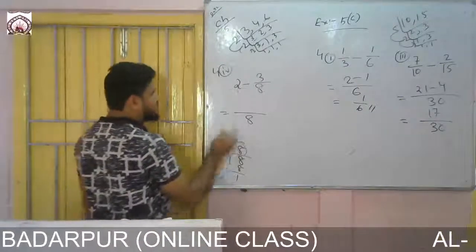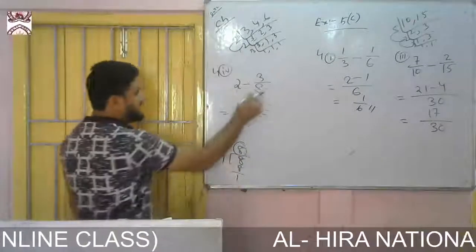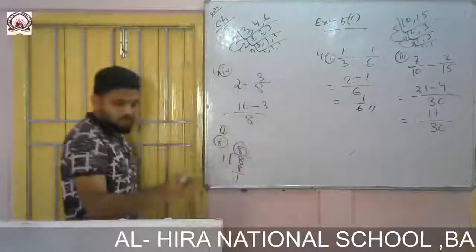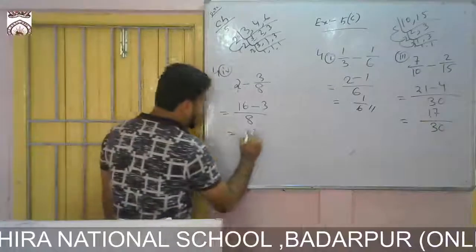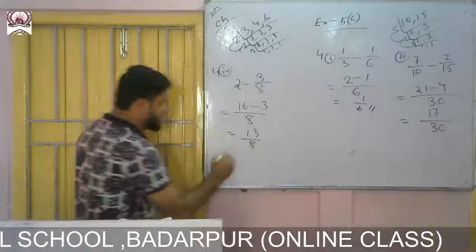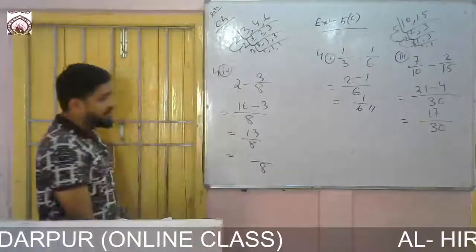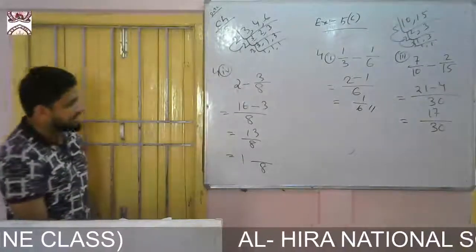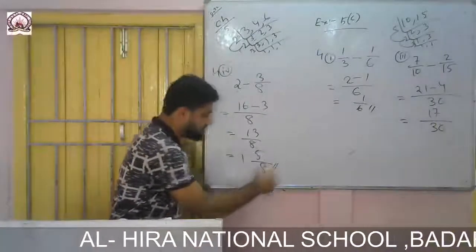So this 8 we multiply with 2, 8 2s are 16. Then this minus. Then 8 divided by 8 is 1, so 1 into 3 is 3. So 16 minus 3 is 13. 13 by 8, since it is an improper fraction, I take it into a mixed fraction. 8 2s are 16, 8 1s are 8, 9, 10, 11, 12, 13, so remaining 5.